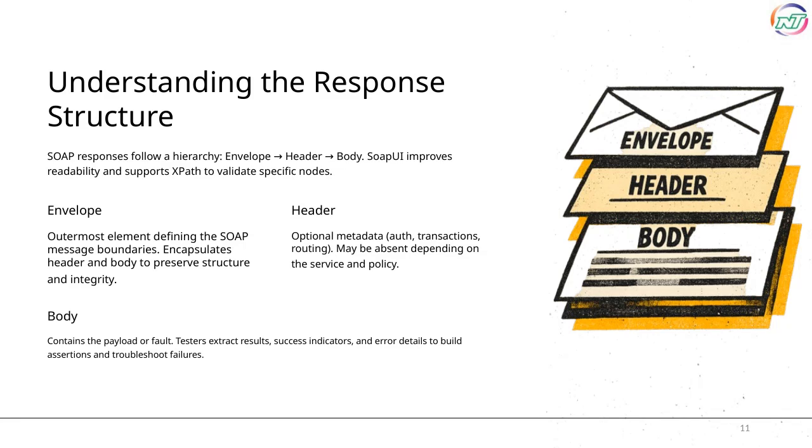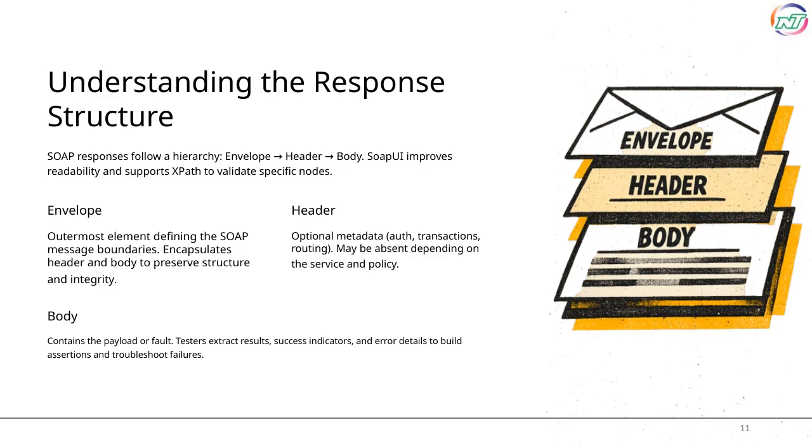SOAP responses are organized in a clear hierarchy, starting with the envelope, which acts as the outer layer defining the boundaries of the entire message. Inside the envelope, you'll often find a header, which is optional and includes metadata like authentication, transaction info, or routing details, though some services may leave it out depending on policies.